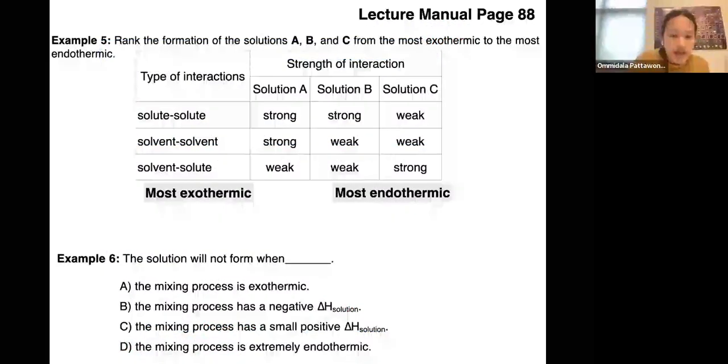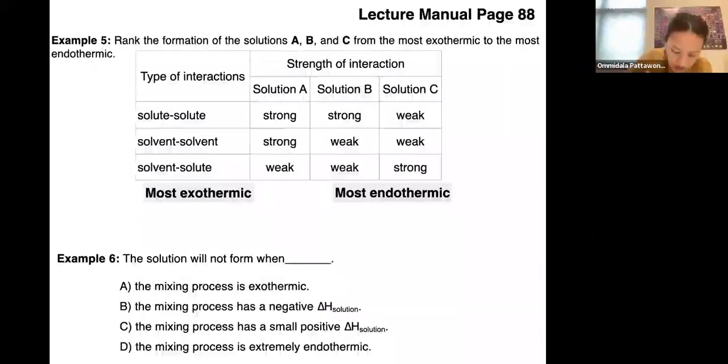All right, so let's take a look at example 5. We are going to consider 3 solutions, A, B, and C. We are going to look at which one is going to form the most exothermic solution and the most endothermic solution. We know that in order to separate the solute particles, it is going to be endothermic. If you separate the solvent, it is also going to be endothermic. And then we bring solvent and solute together to form bonds.